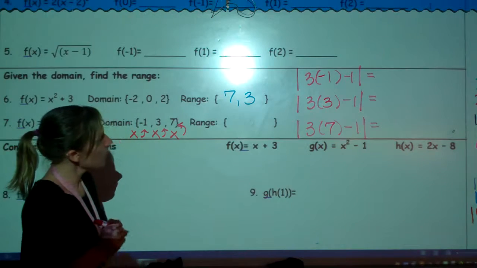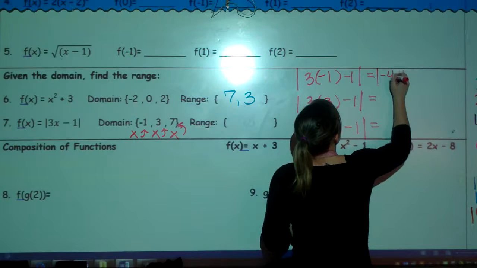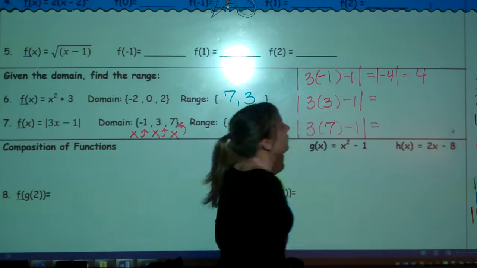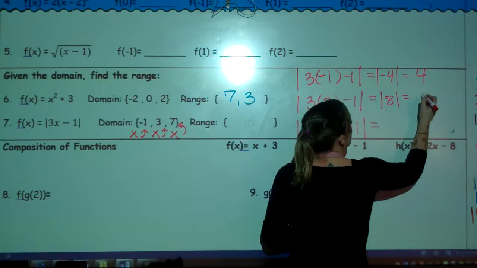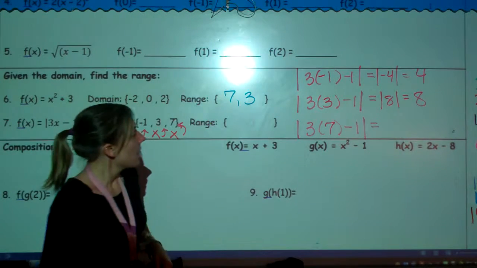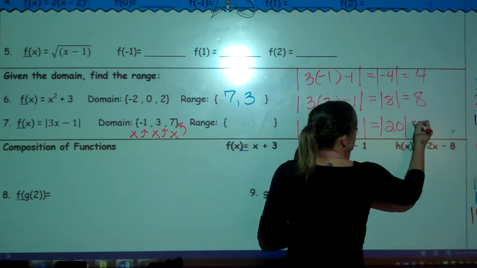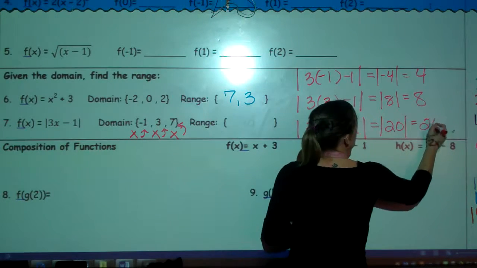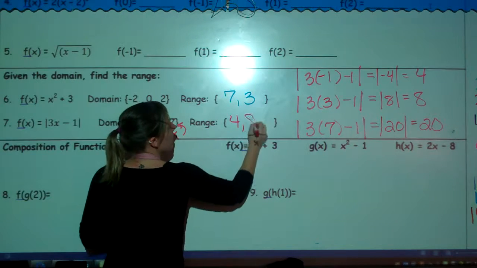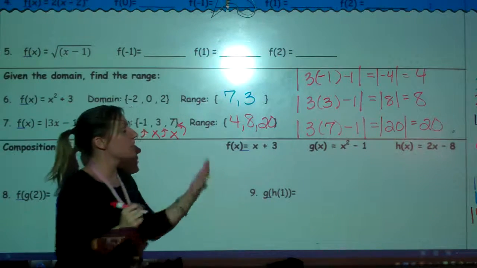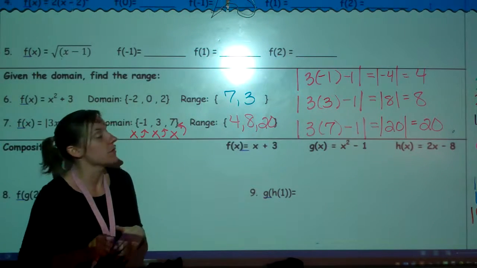So negative 3 minus 1 is negative 4. And the absolute value of that is a positive 4. 9 minus 1 is 8. And the absolute value of 8 is just 8. And then this is 21 minus 1 is 20. The absolute value of that is 20. So our range is 4, 8, and 20. None of those repeated, so it is those values, okay? So you don't have to do any repetition stuff.